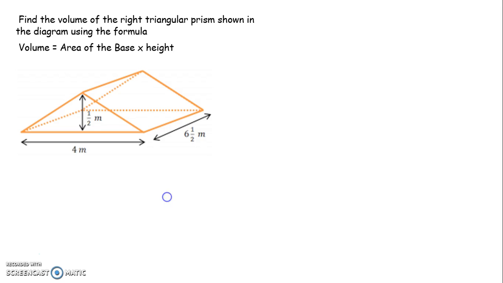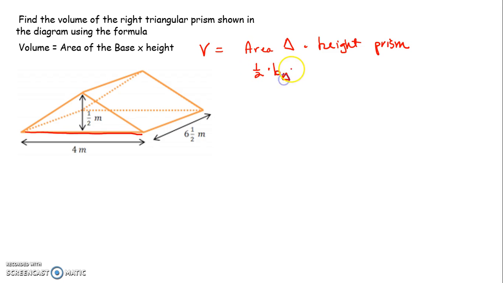Let's see if I can do another example. Oh, of course I did. Find the volume of the right triangular prism shown in the diagram using the formula: area of the base times the height. For a triangular prism, your base is always a triangle. So we're going to take the area of the triangle times the height of the prism. That will give us the volume. The area of a triangle is 1/2 times the base of the triangle times the height of the triangle, and then I'll multiply that by the height of the prism.